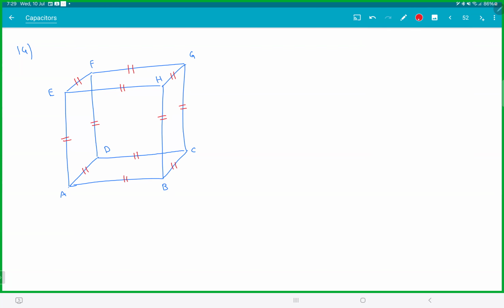To total 12 capacitors. All are C. So find CAG, meaning if you put the battery between this point and this point, find the equivalent. Find CAB, find CAC. There are 3 different questions. Connect the battery between A and G, find the answer. Battery between A and B, find the answer. A and C, find the answer.